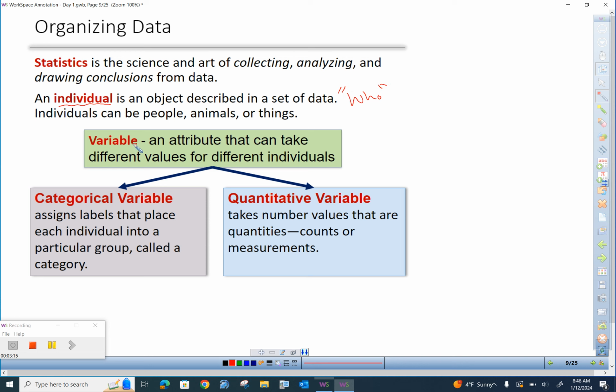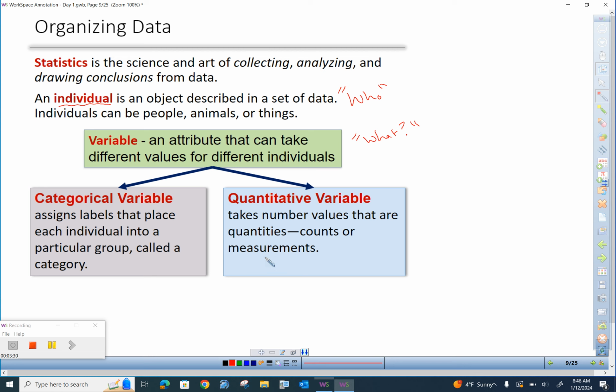Then the variable is the question that you're asking. That's the what are you talking about here. So that can take on different values for different individuals. You could have different answers to the questions. That's the whole idea, we're trying to see the pattern in those questions that we're asking. And the questions we ask could be categorical in nature or quantitative. That's basically, is your question being answered with a subject that is a grouping, like a category, or is it being answered with a numerical value?